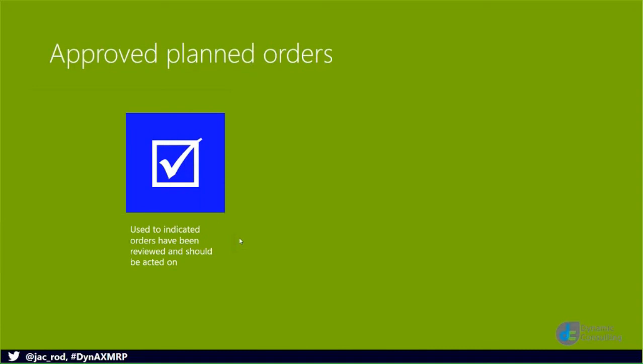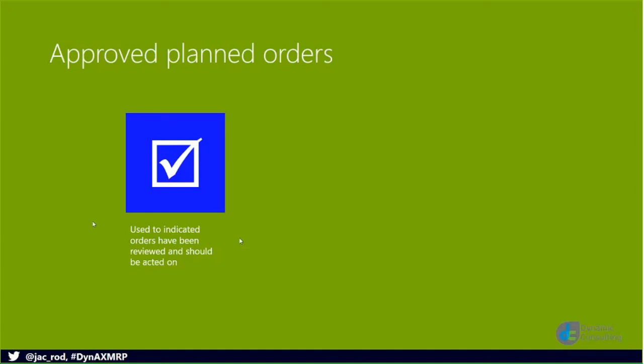So approved planned orders are another piece of functionality that people a lot of times don't know about. And what they are is they're kind of an interim step between the original suggestion for master planning, so a fresh unprocessed planned order, and a firmed purchase or production order. So there's a field up in the top of the form that says change status, or in 2012 there's just an approved checkbox that you can check, and that changes the status of the planned order from unprocessed to approved. And what that does is it's used to indicate that the order has been reviewed and should be acted upon by someone.